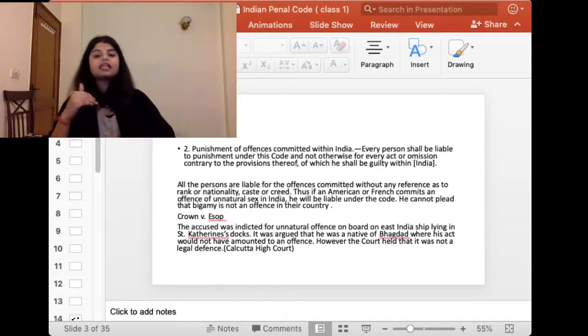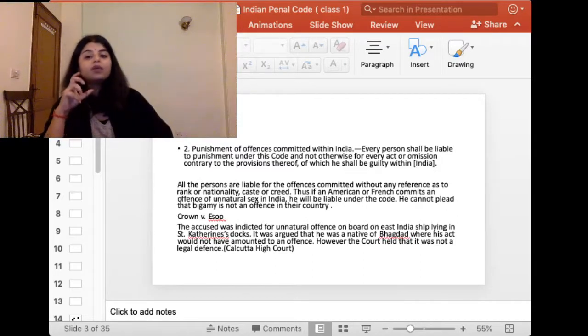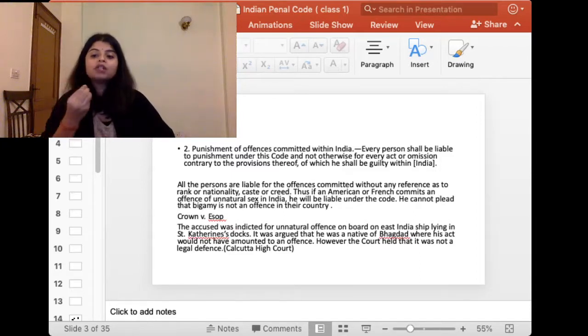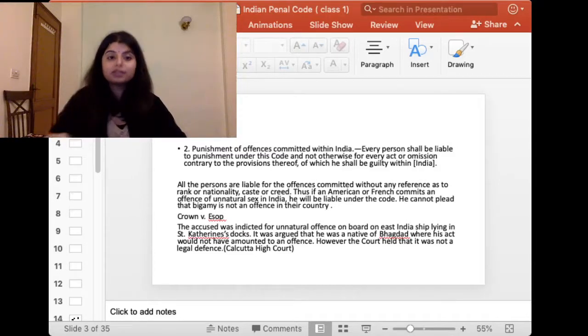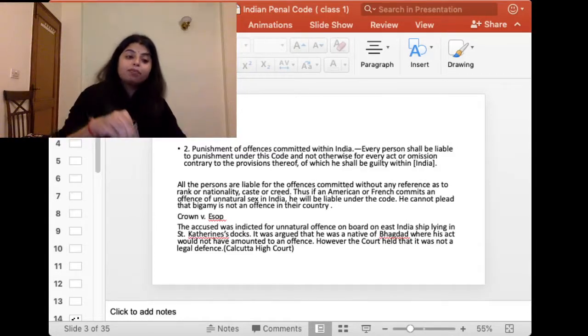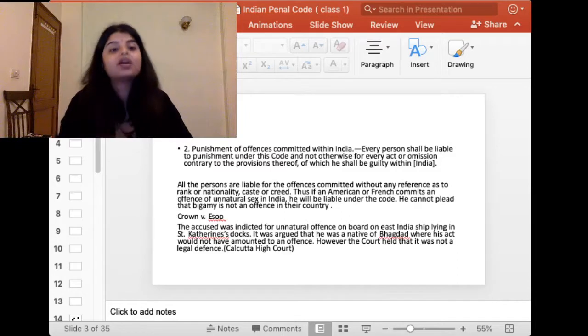Now after studying the preamble, the next part that we have to see is Section 2 and Section 3. Now when we read about Section 2 and Section 3, it is around the concept that when a person is there on an Indian land, would he be punished in all circumstances? And if suppose somebody has committed an offense outside India, can he be tried in India or not?